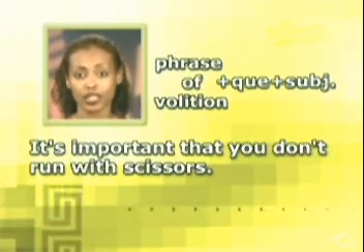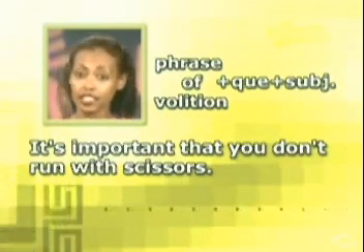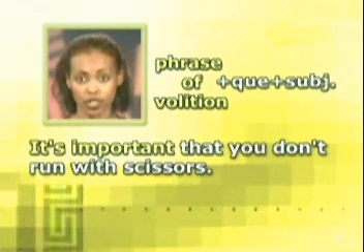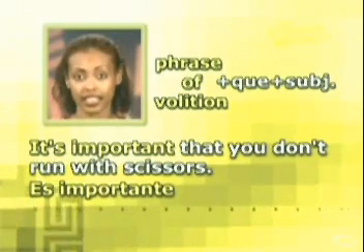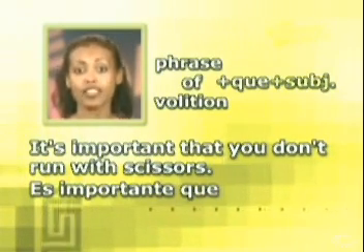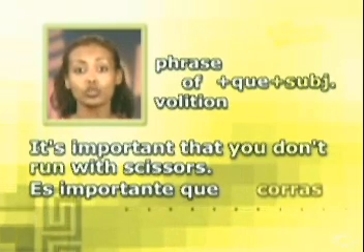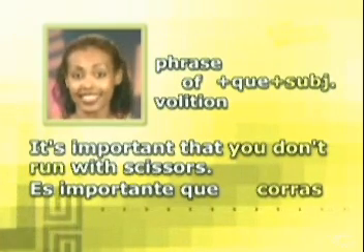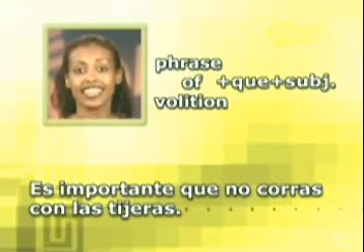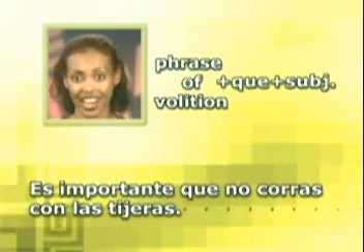Let's plug one of those phrases of volition into our formula and see what we get. Let's say it's important that you don't run with scissors. Why? Because it's true. First, we call upon our phrase of volition that means it's important. Es importante. Then we tack on the que, and then we conjugate our main verb in the subjunctive, which would be tú corras. Then that's it. Es importante que no corras con las tijeras. You could poke your eye out.